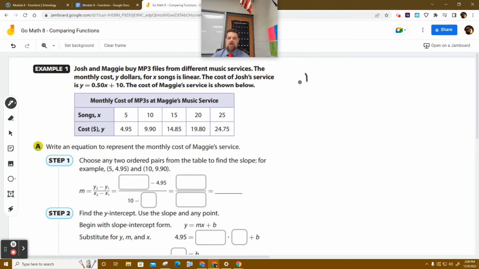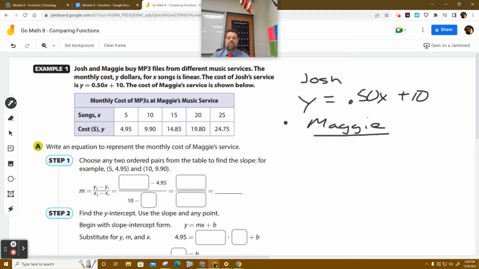So we have Josh's cost. Josh's cost is written in an equation, which is Y equals 0.50 times X plus 10. Okay? And then Maggie's, we have information, and that's from the table. So this is Maggie's thing. Now we can use this information to write an equation.